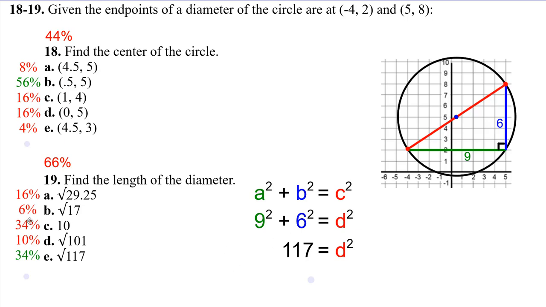Lots of issues on this one. Apparently, maybe you guys just guessed on that one, or I'm not sure how you got 10. That would have been if it was 3, 4. Oh, okay. You might have counted wrong if you counted over 8.